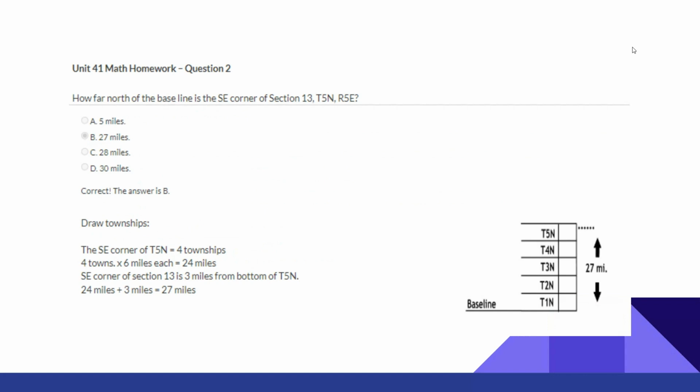Question 2. How far north of the baseline is the southeast corner of section 13, T5N R5E? The correct answer is B, 27 miles.